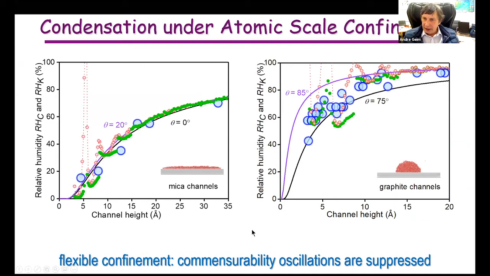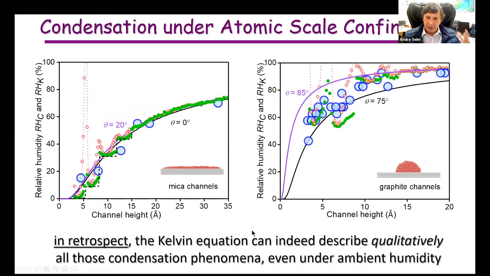So the message to take from this condensation experiment is that, indeed, to a very big surprise, at least for me and some of my colleagues, we can still use the macroscopic Kelvin equation to describe, only qualitatively but it's good enough, all those condensation phenomena which usually happen under ambient conditions and which we observe in the world around us. But some details matter, and those details remain to be investigated.